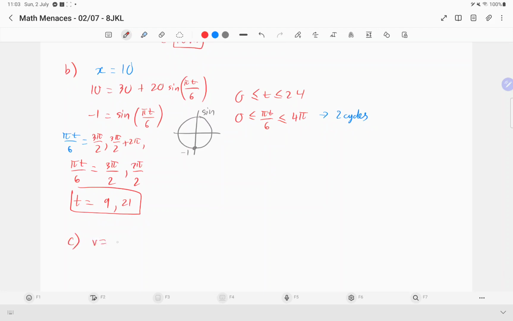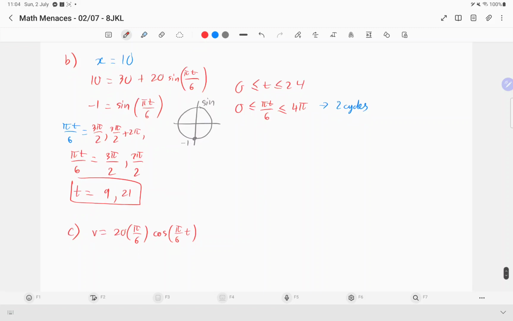Find the maximum speed and when and where. So the maximum speed's 30, right? Not 30. Wait, because when we did it before, isn't it the amplitude? So it's 50... No, it's 20. Wait, your maximum speed, right?